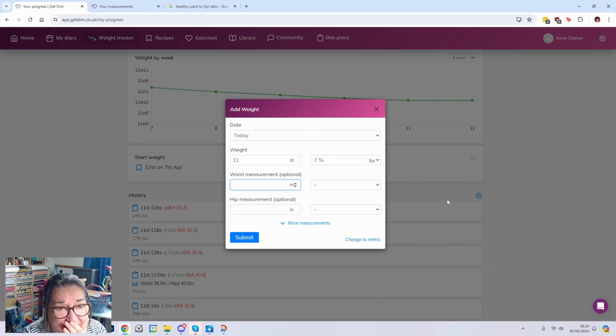And then my waist measurement. So I was 42, 32, 41. Well, 41 and a bit. I'm going to call it 42. Round it up. Oh, no, that's 32. This was 42. I think that's another inch gone.